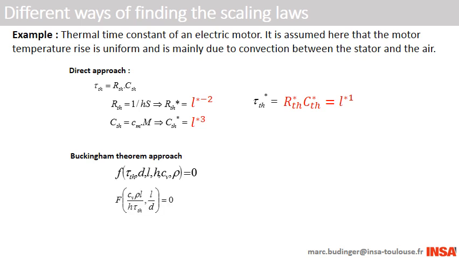In the second approach, we will use the Buckingham theorem to find the same results. We know that the time constant of the system is linked to the dimensions and to the physical characteristics of the components. We can reduce the number of parameters by finding dimensionless numbers as a combination of its characteristics. As the final parameter we found is constant, we can establish that the time constant is proportional to the length to the power 1.